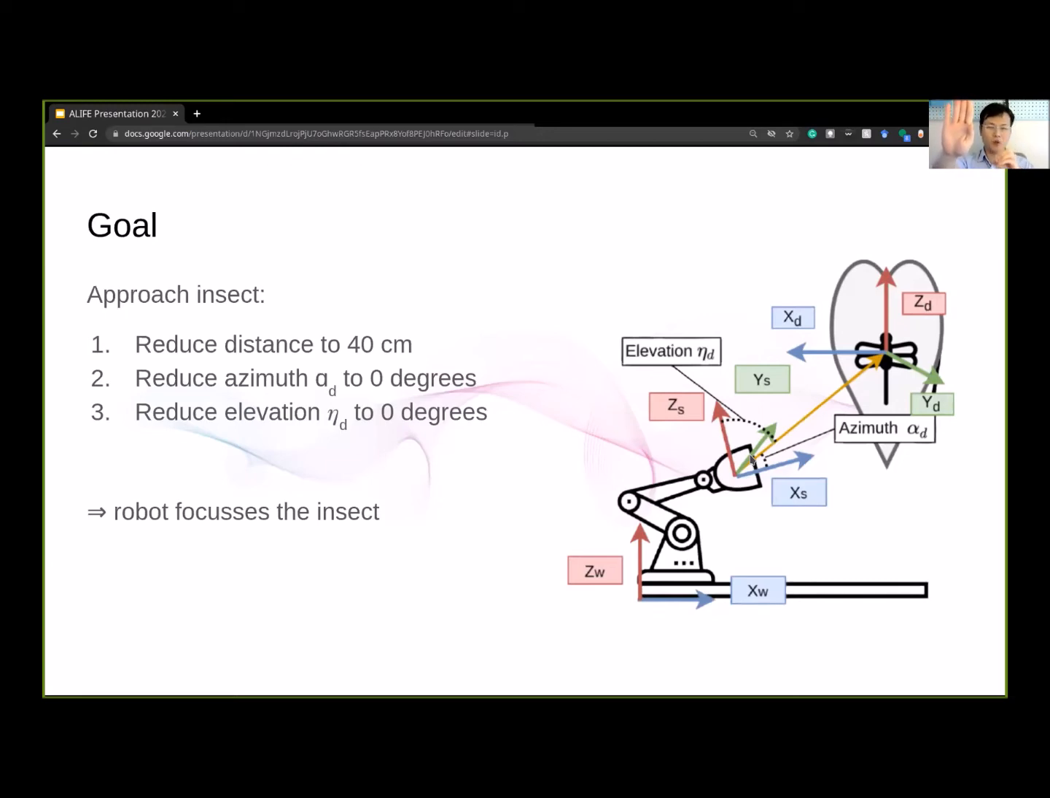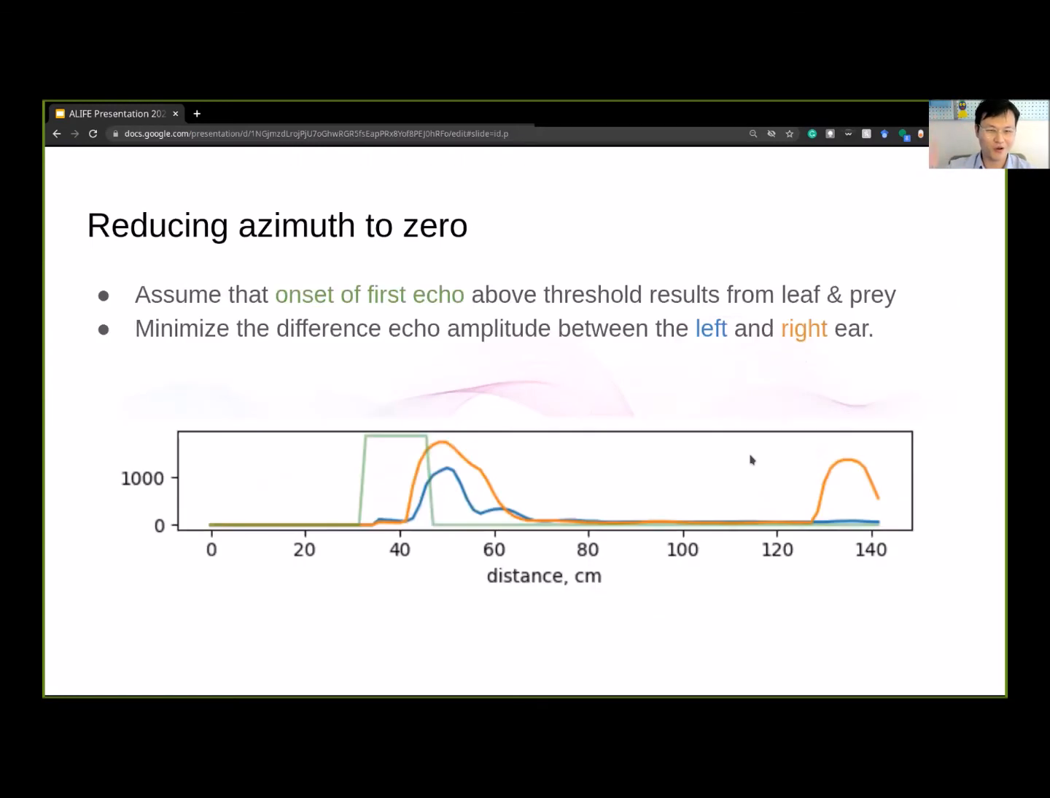Every time step that it moves, it needs to correct the azimuth, which is the error angle in yaw, and the elevation, which is the error angle in pitch. When I say error angles, that means just the difference in angles between the bat and the target itself. Sorry, I use a lot of body movements you need to follow.